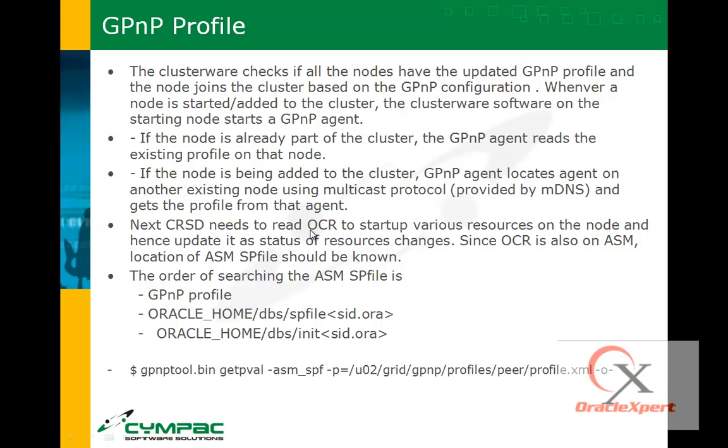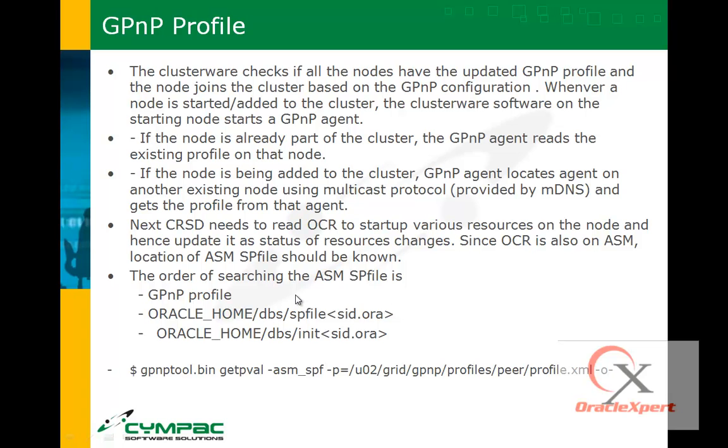Next, CRSD needs to read the Oracle cluster registry to start up various resources on the node and hence update it as the status of a resource changes. Since OCR is also stored on ASM, the location of the ASM SP file should be known. That's why the SP file is also documented in the grid plug and play. But OCR is not documented because OCR is not read directly. First the ASM instance starts, the disk groups are made available, then the OCR can be read from that particular ASM disk group.